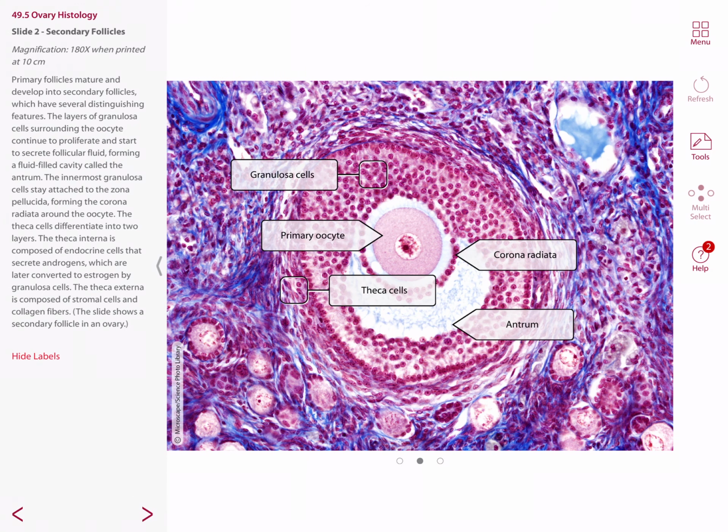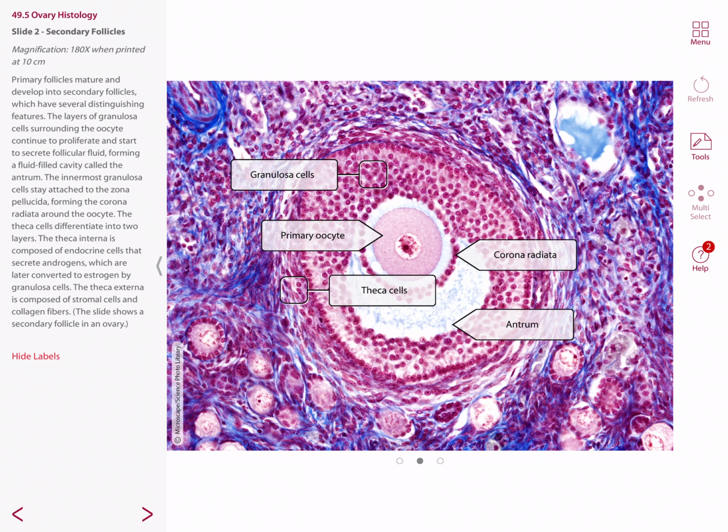This is a pretty good picture of the mature one. We call it the Graafian follicle. The Graafian follicle is just the term we use for the largest follicle. And in this follicle, you can see right there in the middle, the primary oocyte. That oocyte is the egg that will be ovulated at the appropriate time.